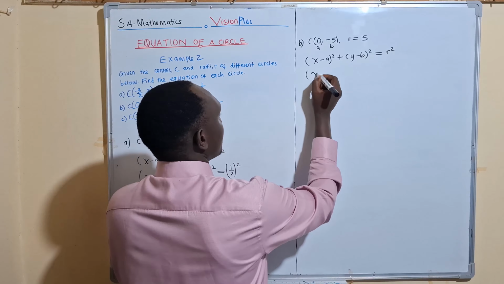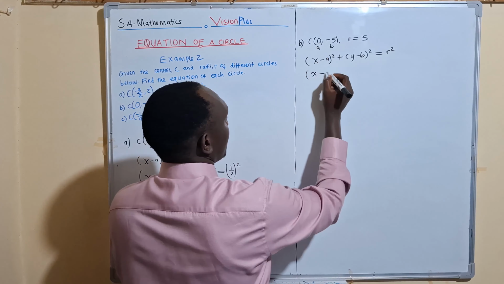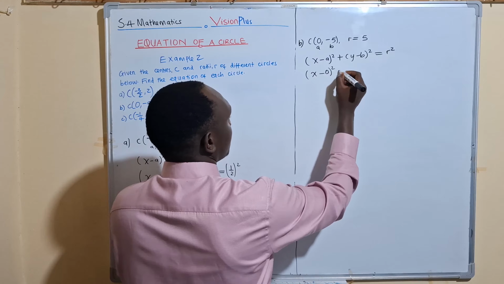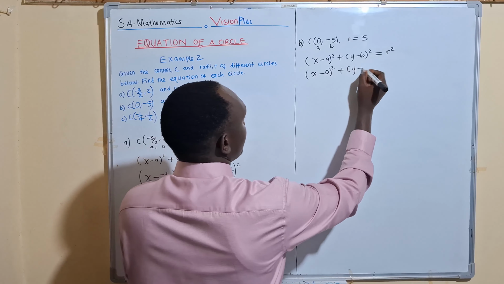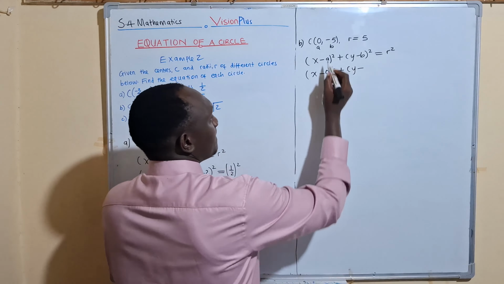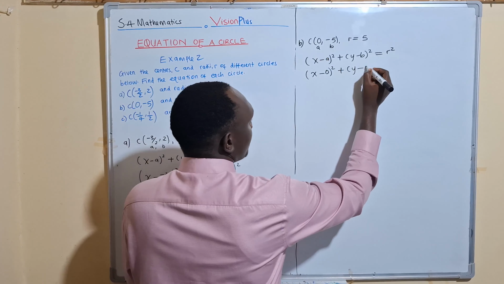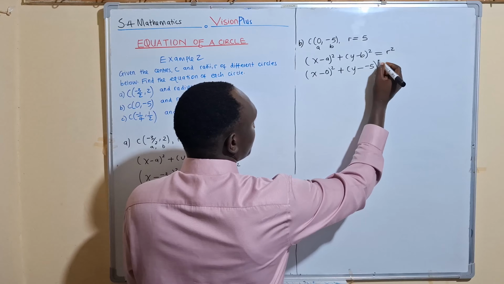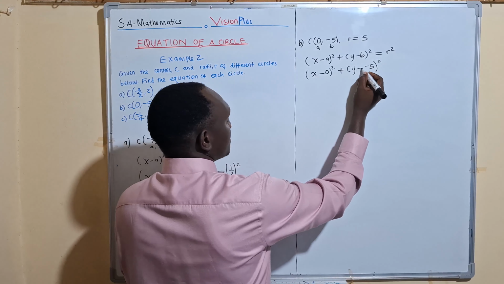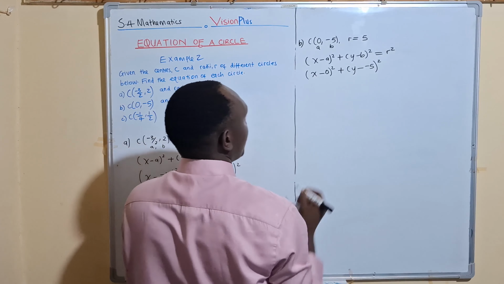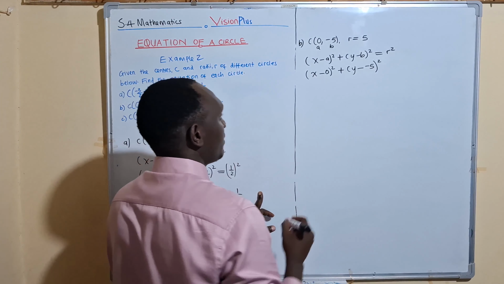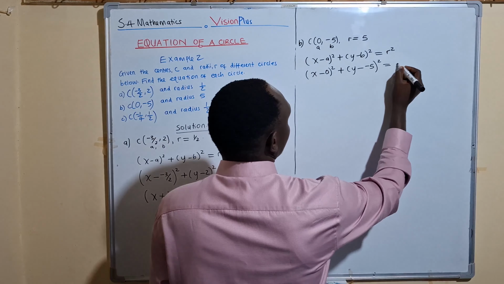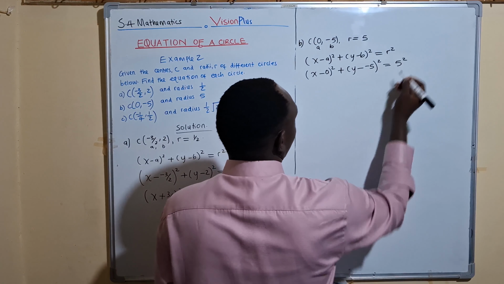This gives us here x minus A. What is A? A is 0 squared plus y minus B. What is B? B is -5. So y minus -5 squared. The first minus is for the formula. The second minus is for the value of B. Then equals to R. R is 5 squared.